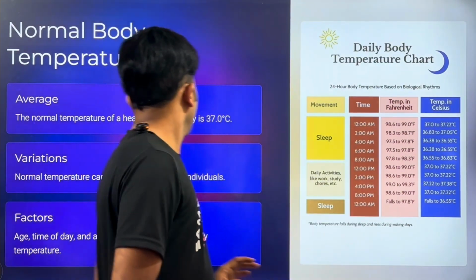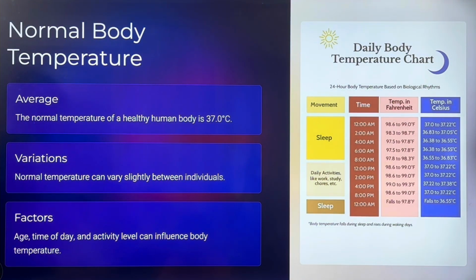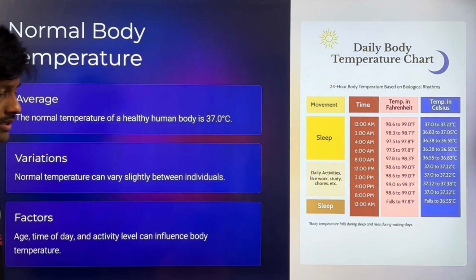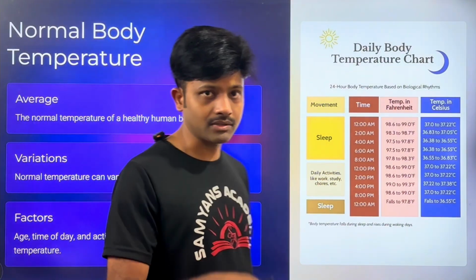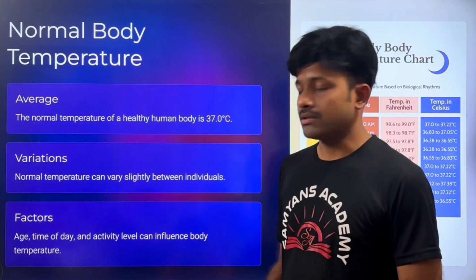Now, factors. Your body temperature depends on some factors. What are the factors which affect the body temperature? Age, time of the day, and activity level can influence the body temperature. In the winter season, your body temperature may be somewhat less. During summer, the body temperature increases, right?